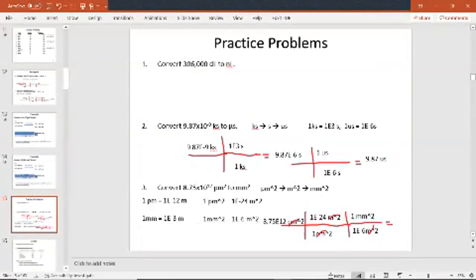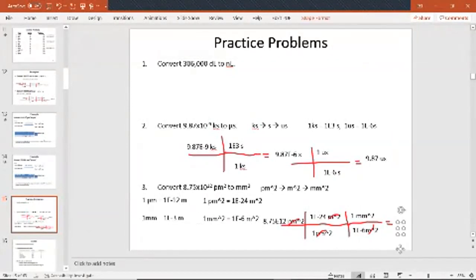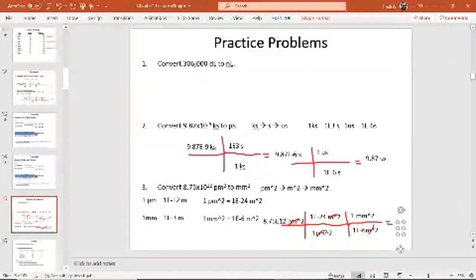So when we multiply, we add exponents. When we divide, we subtract exponents. So 10 to the 12th times 10 to the negative 24 is 10 to the negative 12th. And then 10 to the negative 12th divided by 10 to the negative 6, it would be negative 12 minus the negative 6, which would be negative 6.